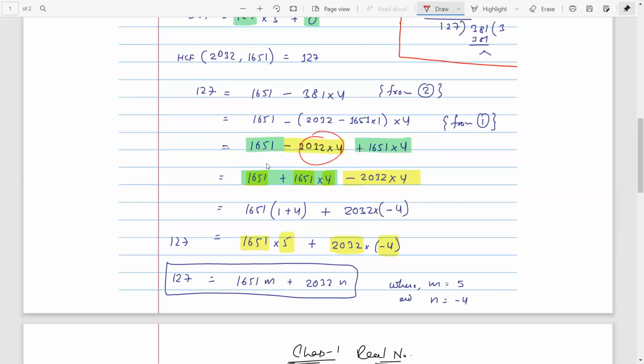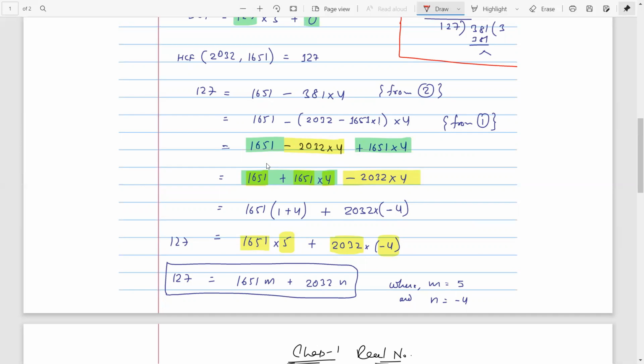Remember, don't multiply these things. We don't want to change this. We don't want to multiply and get a big number like 4064 over here or whatever. I want to keep the values 2032, 1651, 1651 in the equation, because I want to write 127 in the form of these numbers, not as a value. When you simplify this whole thing, actually it will become 127 only. That's why we are not doing any simplification here.